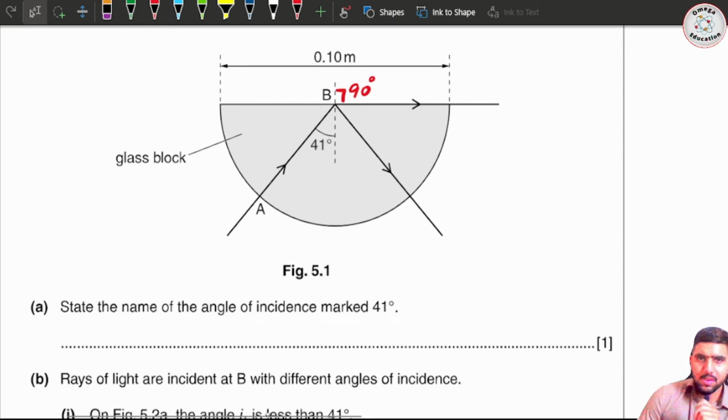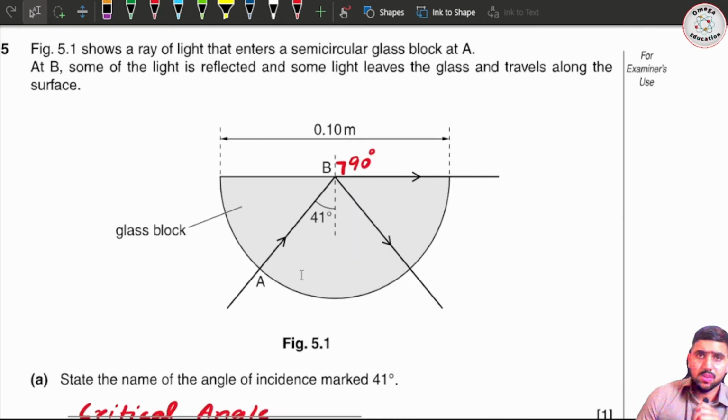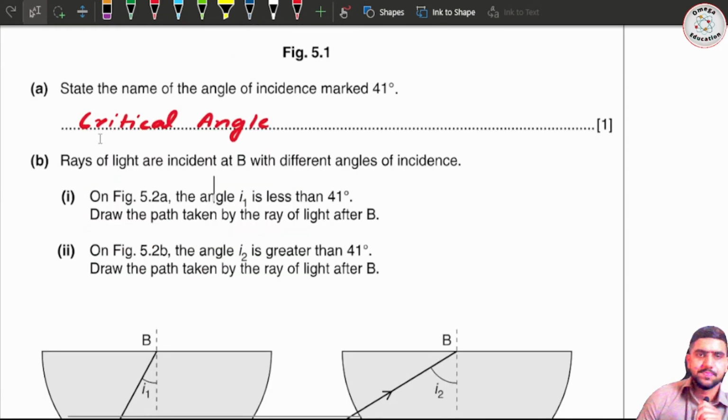The angle of incidence for which the angle of refraction becomes 90 degrees is called the critical angle. So we can write the name of it: critical angle. In the other case, if the angle of refraction were not 90 degrees, we would simply call it the angle of incidence. Alright, then we have the next one.